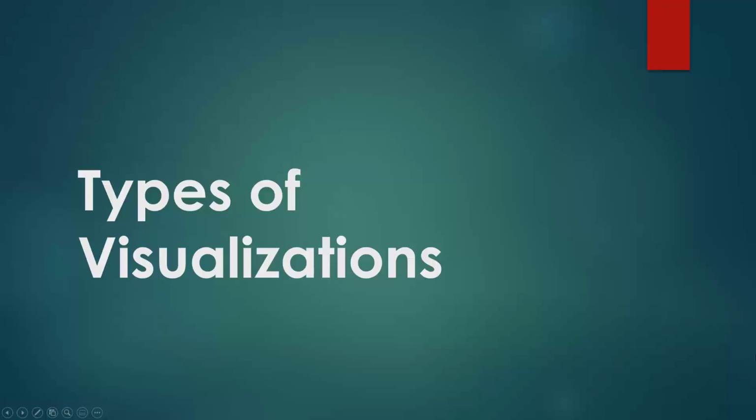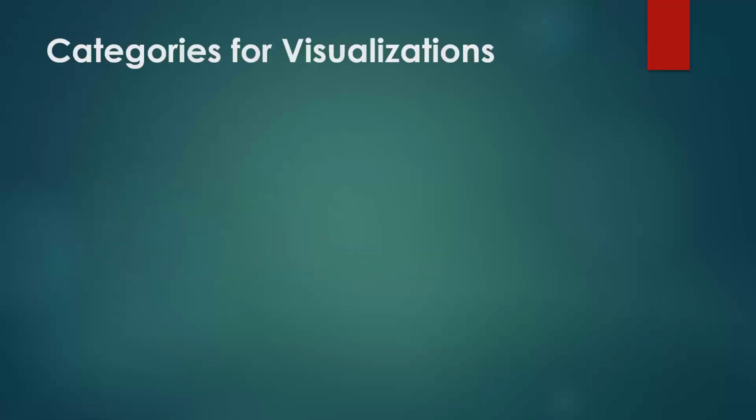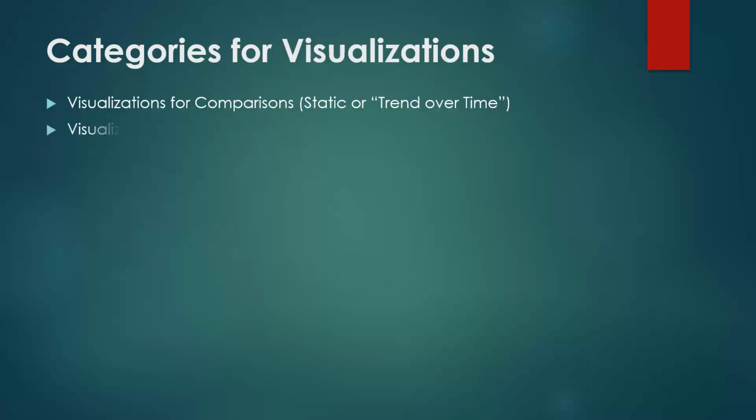In this video, we will talk about the different types of visualizations, and we'll try to categorize them into a few categories. So what are some of the categories? The first category is visualizations for comparisons. This could be static comparison, that is at one point in time, or comparison over a period of time.